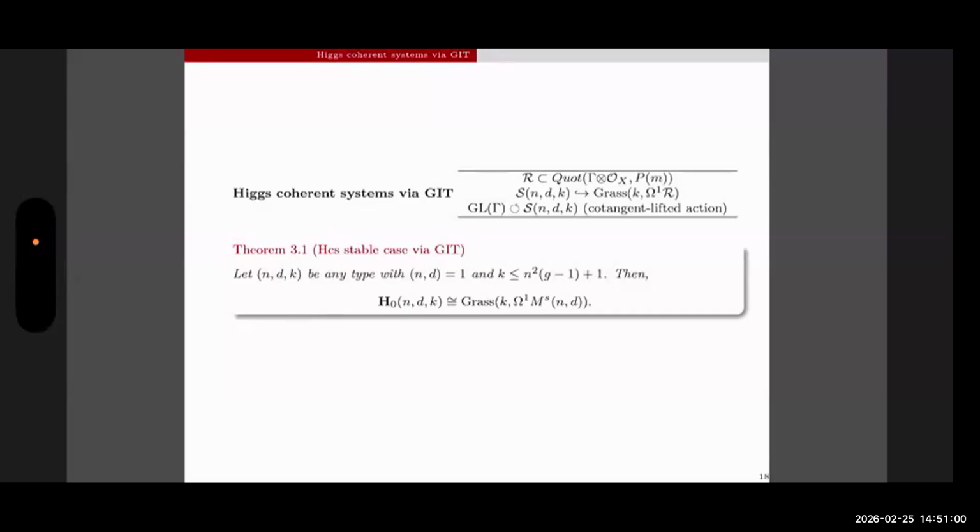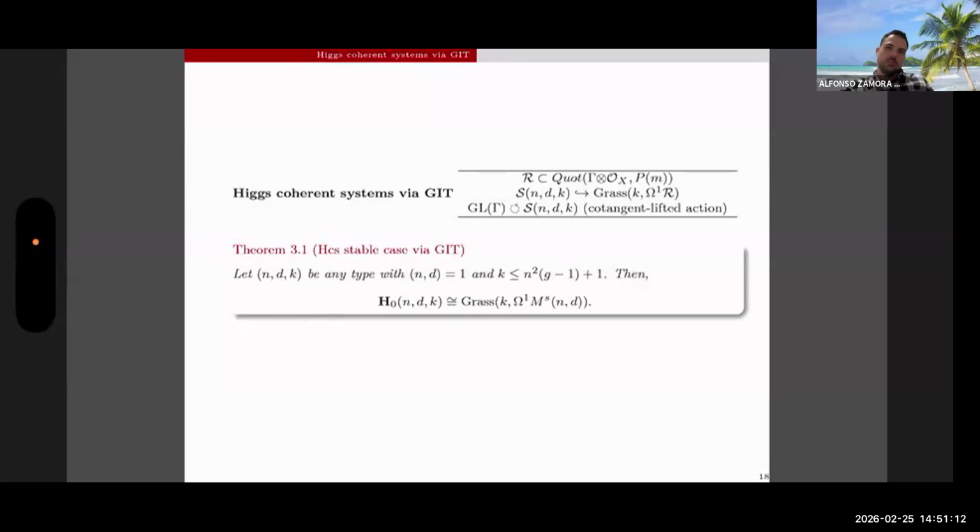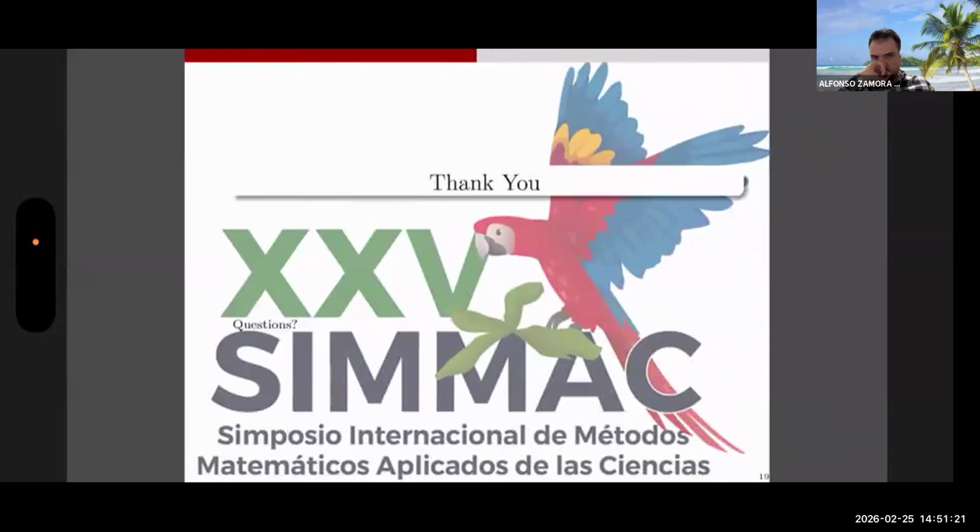It is important to mention that the ideas used in the stable case are exactly what is behind the GIT construction, which highlights why studying this case first is particularly relevant. Well, that's what I want to talk about today. Thank you for your attention.